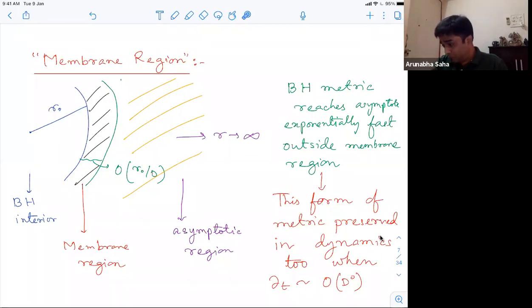And the point is that this structure of the metric is actually also preserved in dynamical situations, where you take a particular time direction and calculate derivatives along that for this metric. If it is order D naught, order 1, then you still find that this structure is preserved even away from the static limit that I demonstrated.